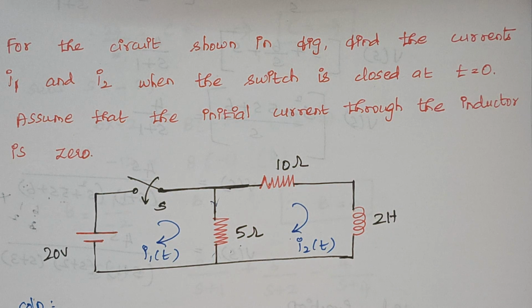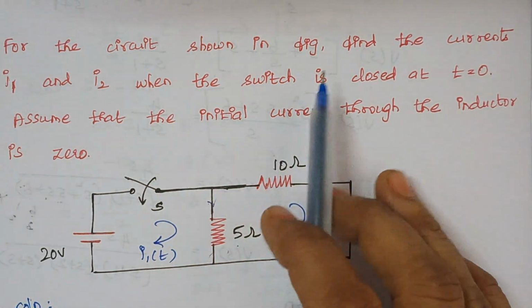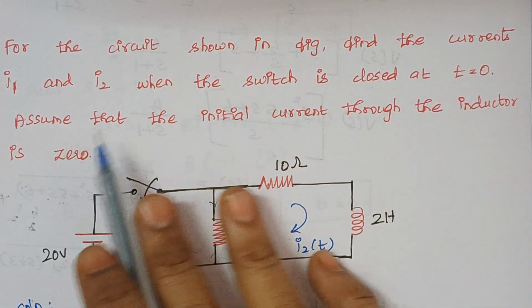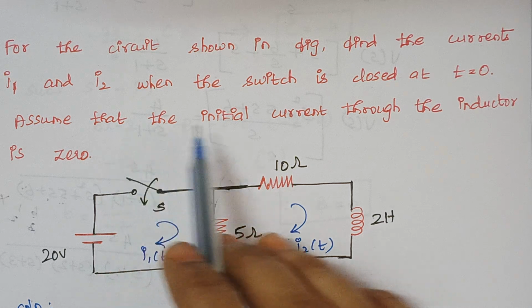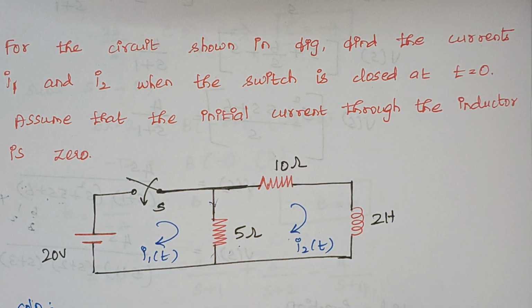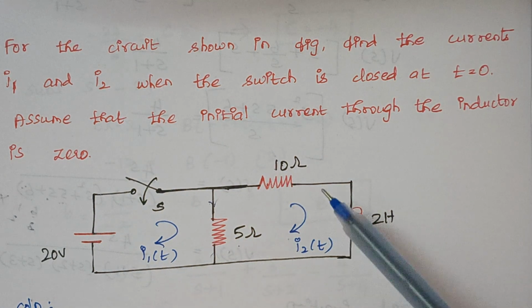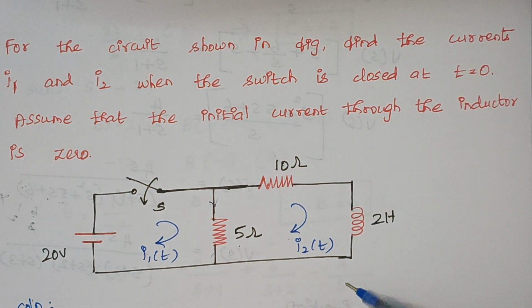Today we are going to solve problems related with transients. The problem is, for the circuit shown in figure, find the currents I1 and I2 when the switch is closed at t equal to 0. Assume that the initial current through the inductor is 0. So here, there is no initial current through the inductor, right?